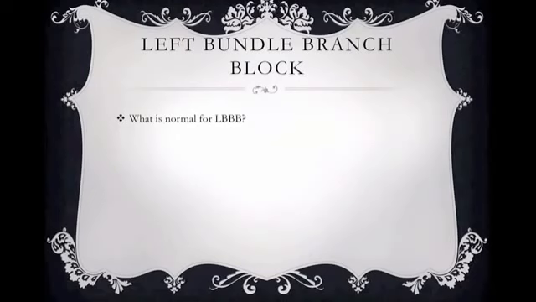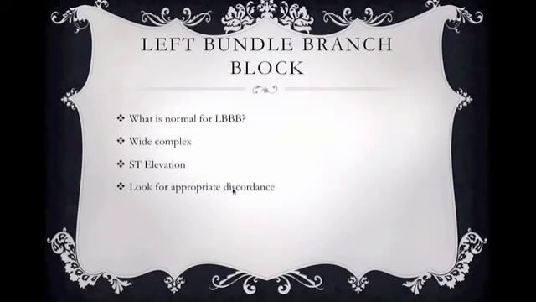But is there a way to look at a left bundle branch block and kind of tell whether or not the ST segment is normal or abnormal? Well, there sort of is, and that's what we're going to talk about today. All right. So what is normal for a left bundle branch block? Well, they're usually going to be wide. You're going to have some ST segment elevation. All right. But what we're looking for is what they call discordance.